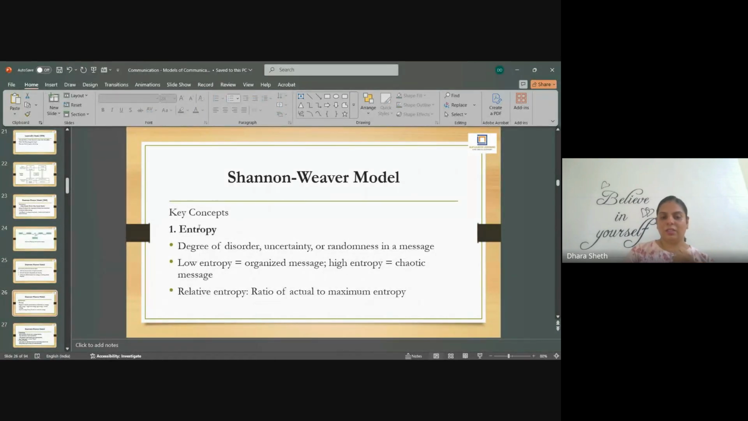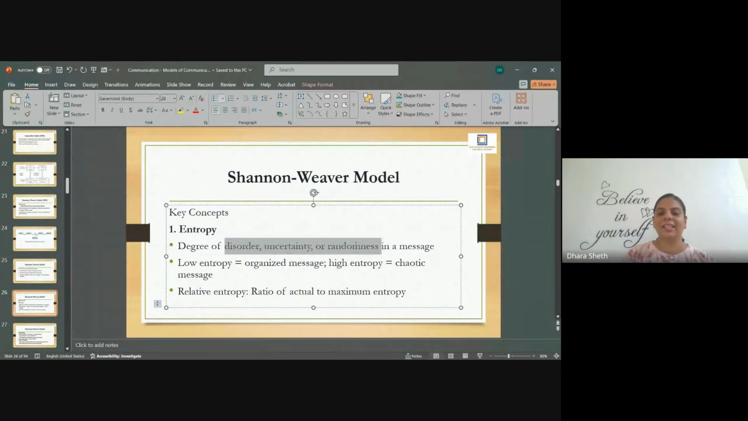The concepts of this model are, again, keywords. You can get these words as options while solving questions related to this, so you should know these keywords. Entropy. What is entropy? It is the degree of disorder, uncertainty, or randomness in a message. Low entropy means the message is very organized, in a very proper way. High entropy means there's a lot of chaos, lack of clarity. Low entropy, very clear. High entropy, less clear.